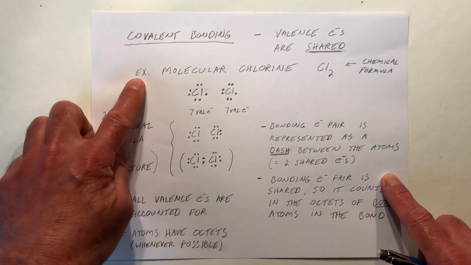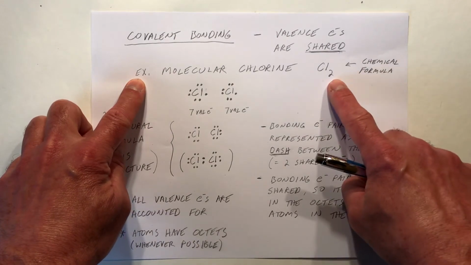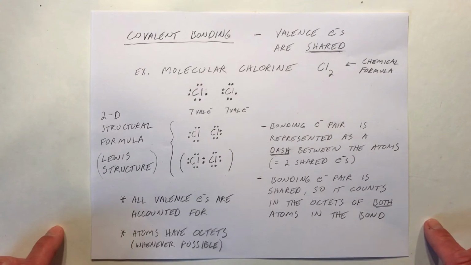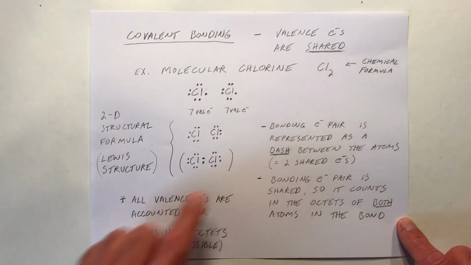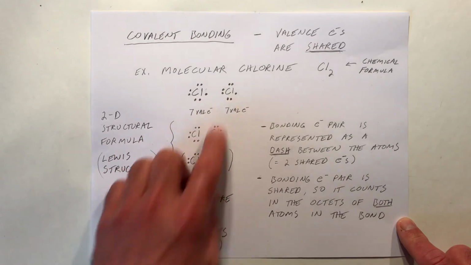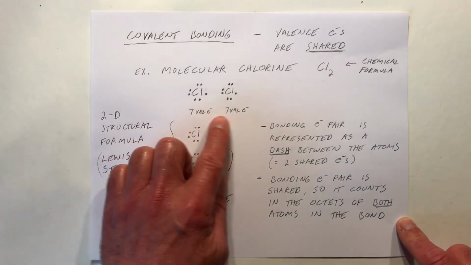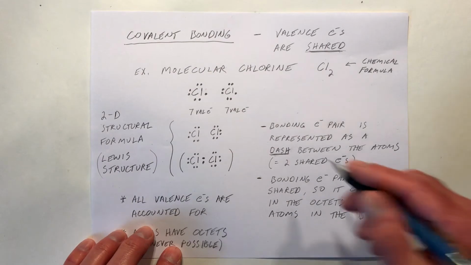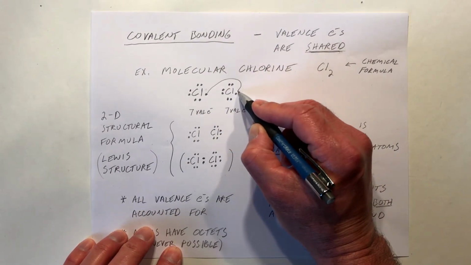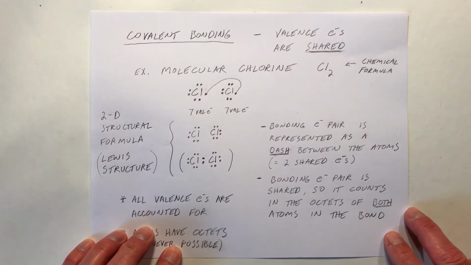An example would be molecular chlorine, or the Cl2 molecule. Now, Cl2 is the chemical formula. What we can do to represent bonding is draw the electron dot structures for Cl and another Cl. And notice there are 7 valence electrons on each. And then we're going to connect, not use arrows, but rather connect the single dots.